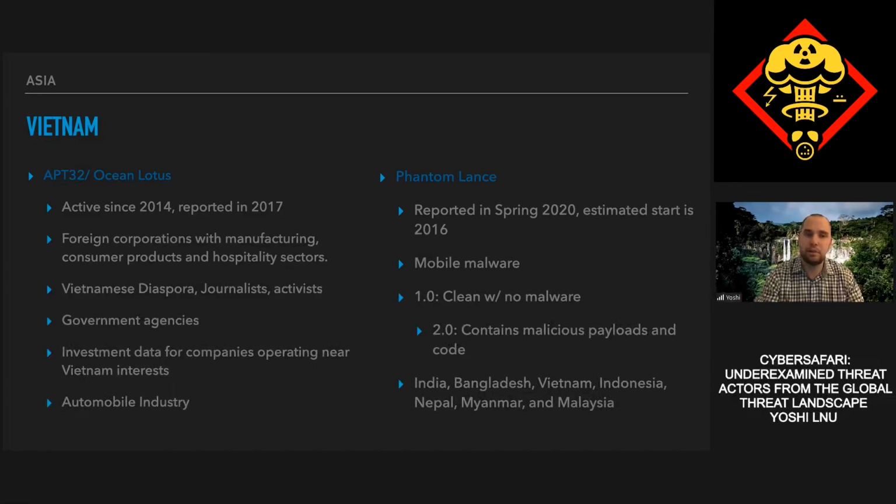Additionally, we see that when we talk about investment data, they might not be targeting the direct company that's investing in Vietnam, but they'll target the accountants that are helping that company. So it's sort of that third-party targeting.